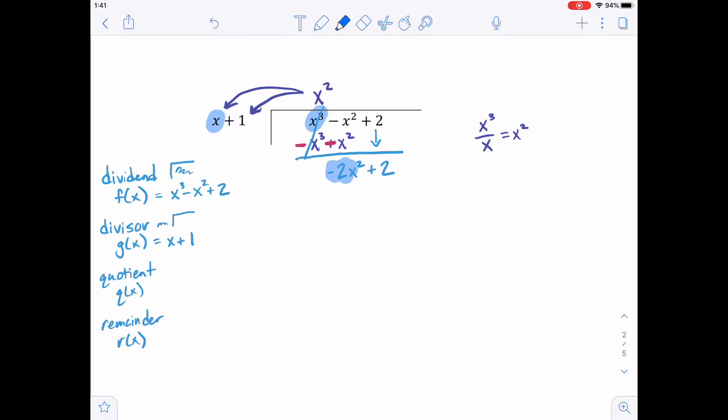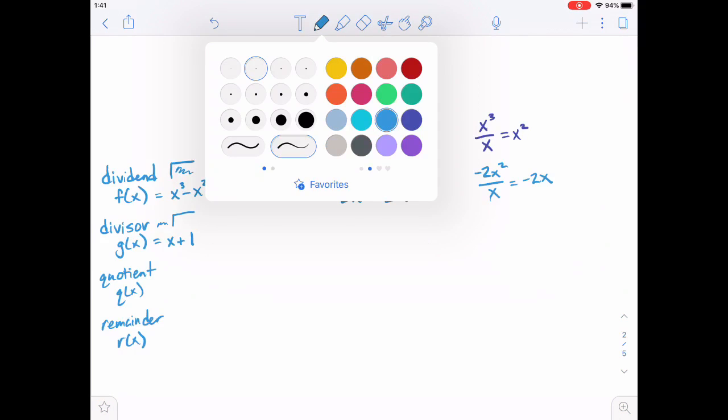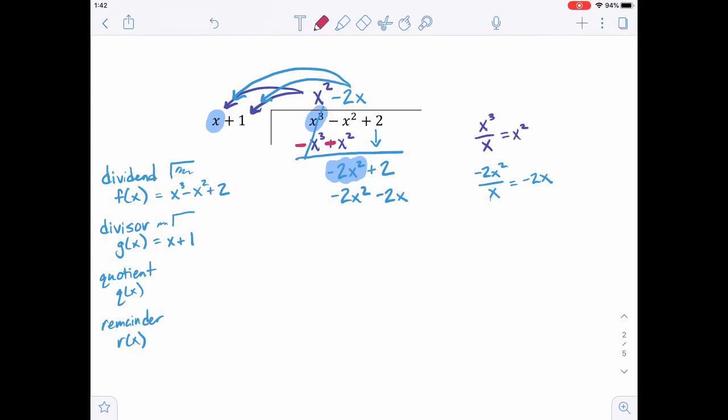First term only. So we want to know how many times does x go into negative 2x squared. That means we got to do this division. That gives us negative 2x. That goes on top. Keep the sign. Negative 2x. Multiply. Negative 2x times x is negative 2x squared. Negative 2x times negative 1 is negative 2x. Change the signs. Why do we change the signs? Because we're subtracting. Plus. Plus.